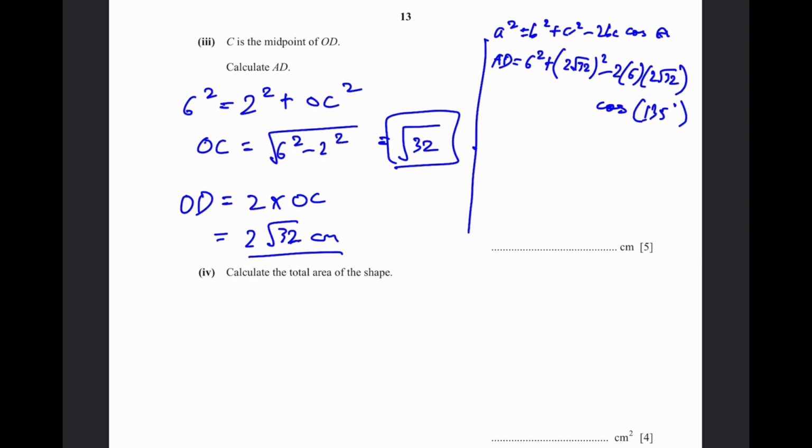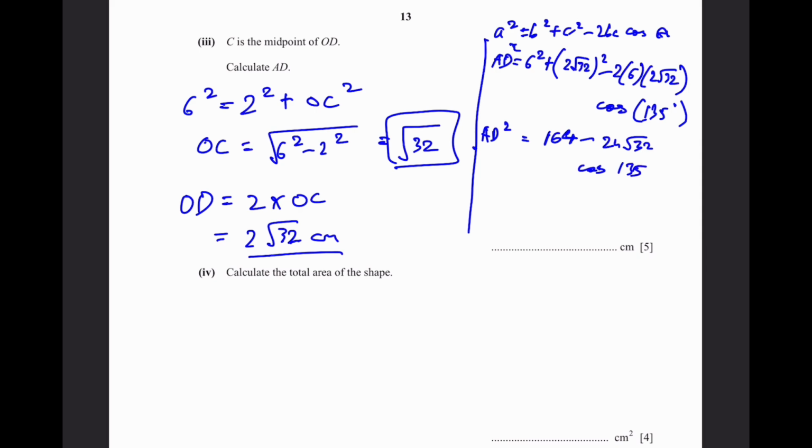So this AD squared is going to be equal to 36 plus 2 times root 32 whole squared, which is just 4 times 32, or 128. So plus 36, that's 164. And now subtracted by 24 root 32 times the cosine of 135.